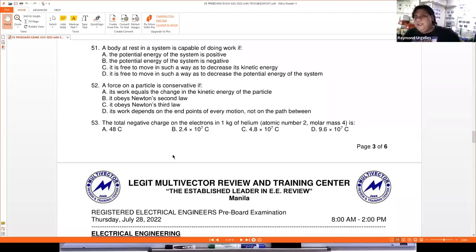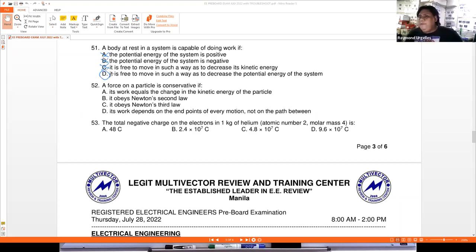So again, syempre this is not to decrease kinetic energy, diba? Mali yung letter C. So again, we need the potential to move. So alam natin mali yung letter C. If the potential energy is negative or positive naman, it does not relate to the capability of the body to do some work. Kaya alam natin mali din itong A and B. So letter D lang yung tama.